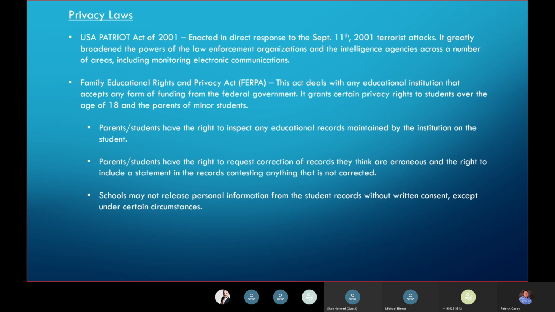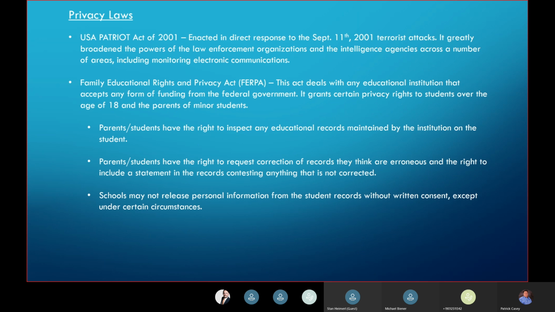The U.S. Patriot Act of 2001, enacted in direct response to the September 11th terrorist attacks. It greatly broadened the powers of law enforcement organizations and the intelligence agencies across a number of areas, including monitoring electronic communications. Right now, they can just do whatever they want to, really, if you think about it. Family Educational Rights and Privacy Act, FERPA. This act deals with any educational institution that accepts any form of funding from the federal government. It grants certain privacy rights to students over the age of 18 and the parents of minor students.